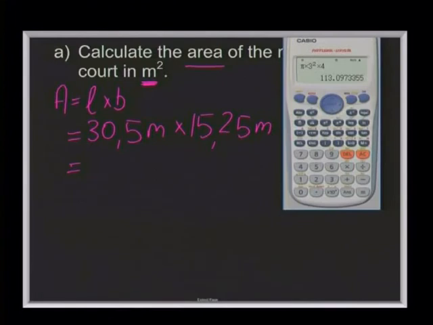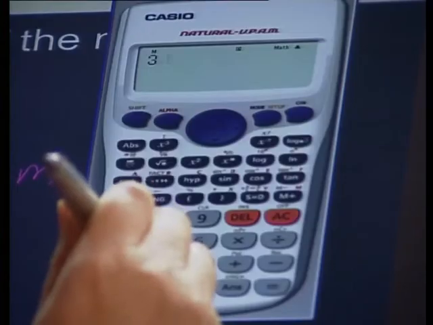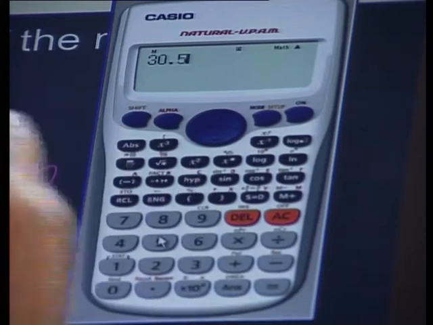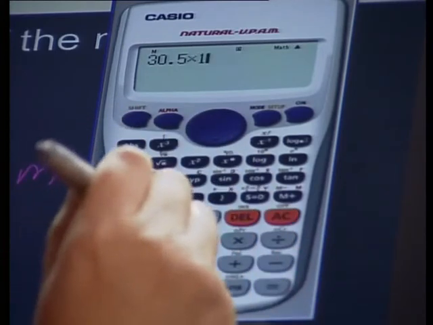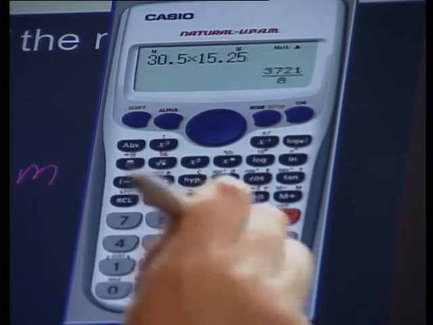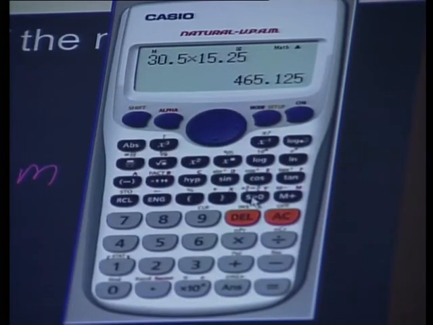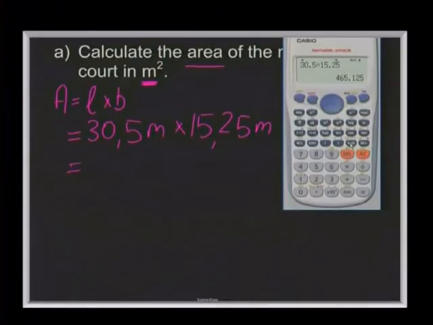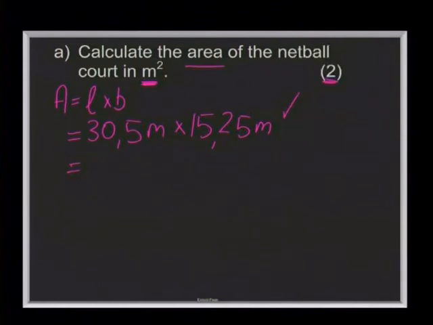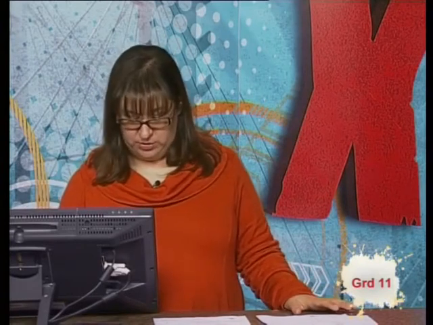So get our calculator out, and we've got 30,5 meters times 15,25, and our answer is 465,13 meters squared. So let's write that in. 465,13 meters squared. Don't forget your units, and that's where your second mark is. So you must show all working. Right, let's move on to B.